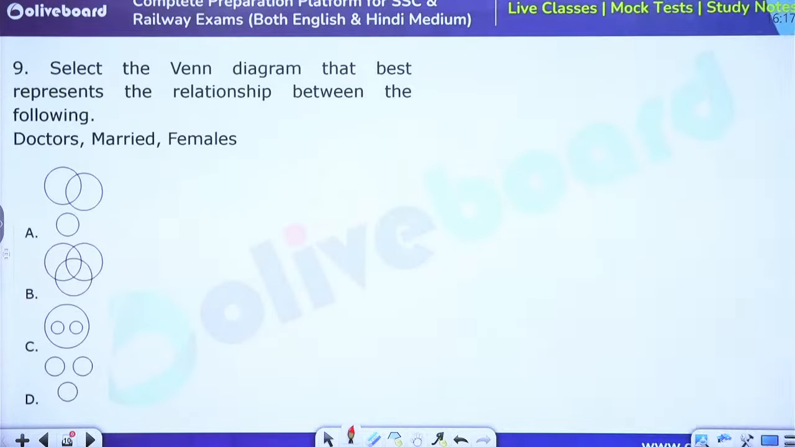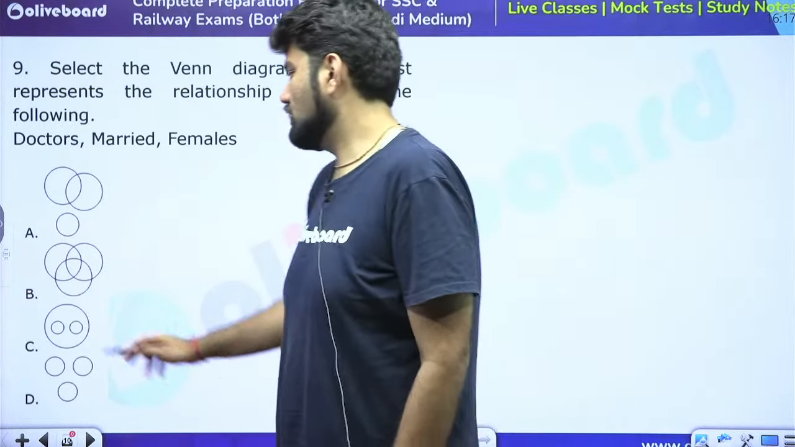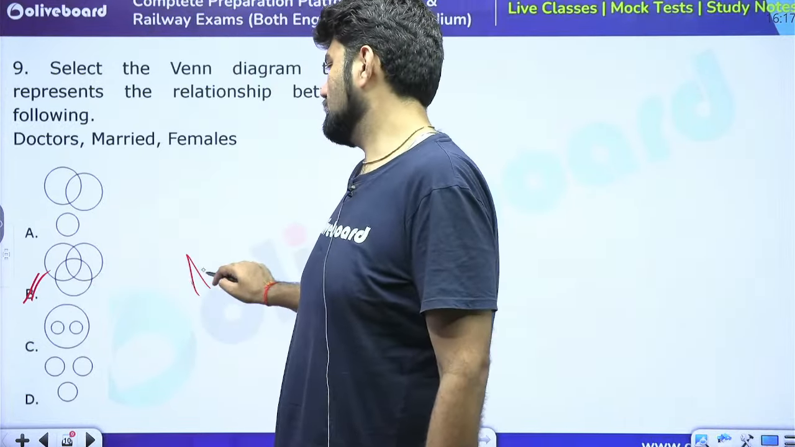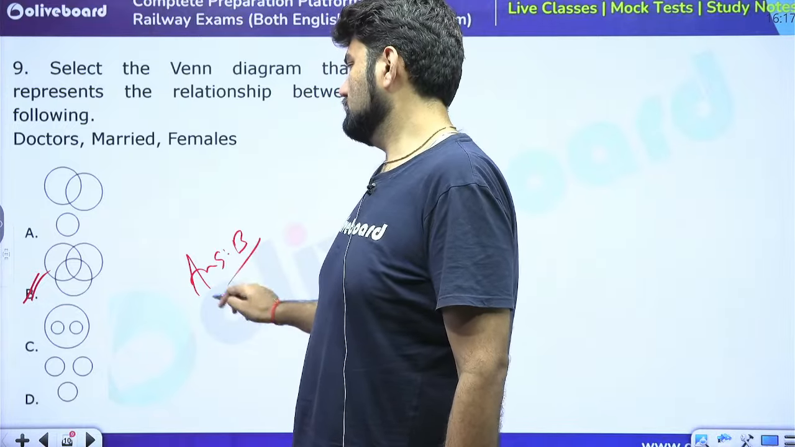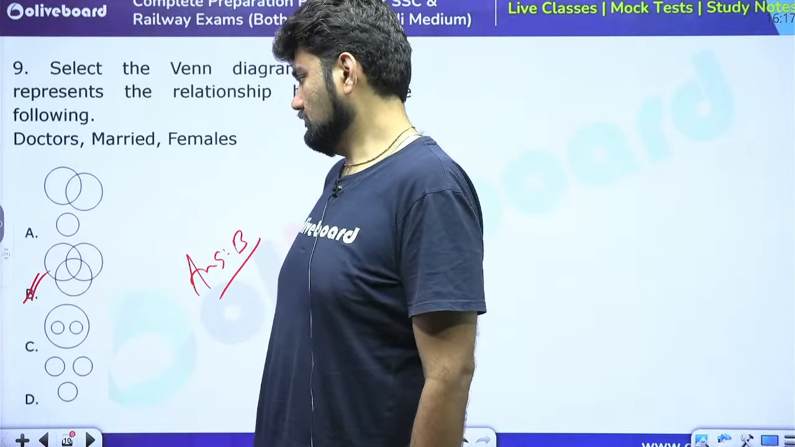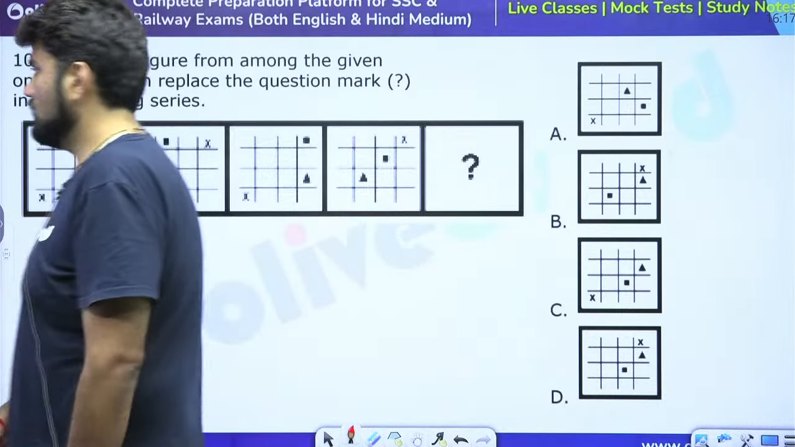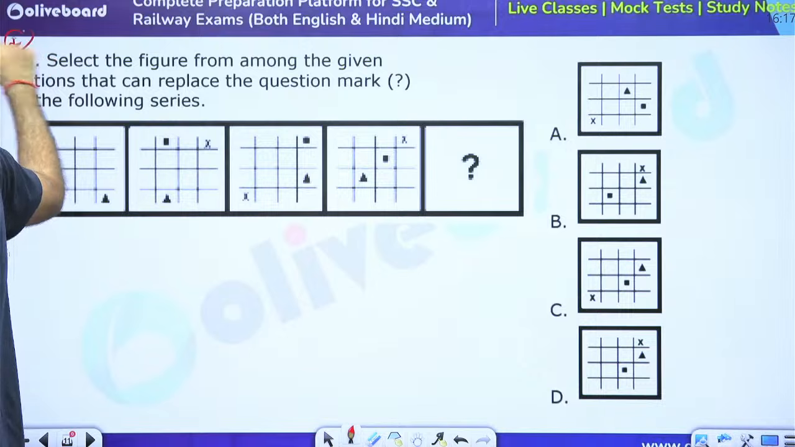Doctors, married, females. So I think option B should be the right answer. Some doctors can be married, some married can be females, and some females can be doctors. Very appropriate answer, not a problem. This is the question I was talking about. Just give it a shot.